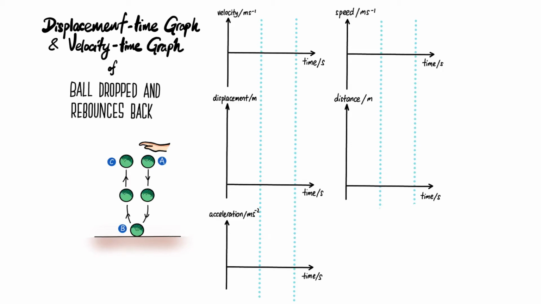In this video, we're going to learn how to sketch the respective graphs when a ball is dropped from your hand, goes all the way down, hits the floor, and then rebounds back to its original height. Of course, we are assuming a very ideal situation where there's no air resistance, and no energy lost through heat and sound or whatever. Now let's analyze the motion.